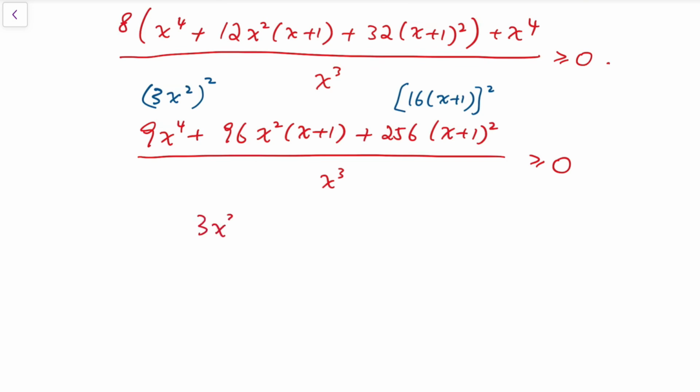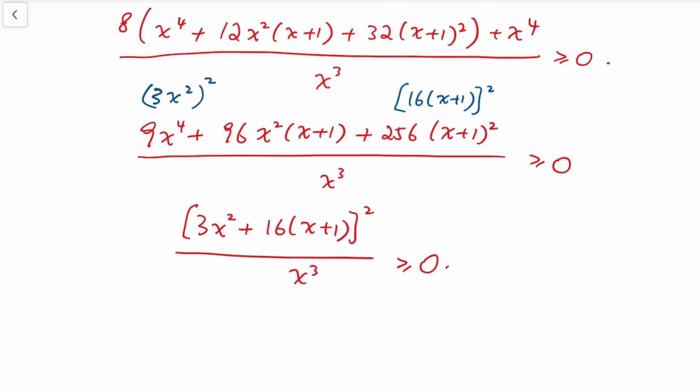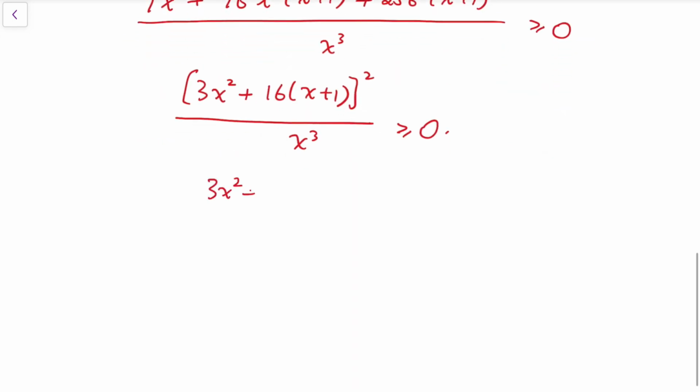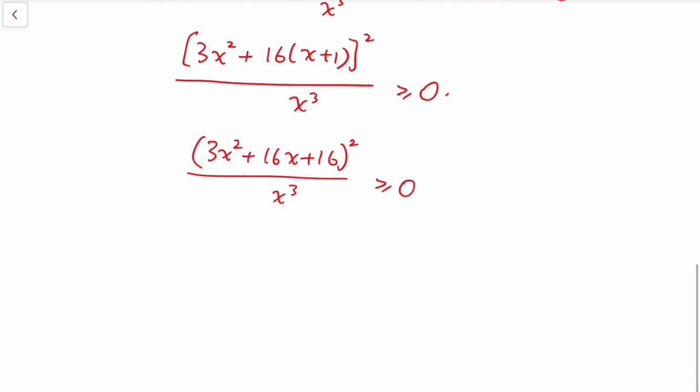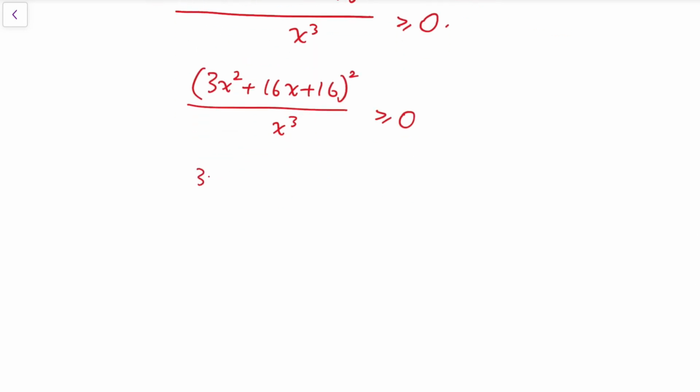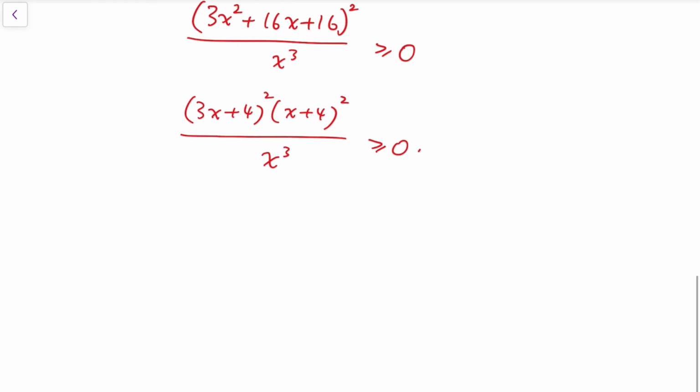So in fact, the numerator is actually a perfect square. And that is (3x squared plus 16 times (x plus 1)) squared, all divided by x cubed, is non-negative. And we can simplify and factorize the expression inside the perfect square. Since 3x squared plus 16x plus 16 is (3x plus 4) times (x plus 4), all squared, all divided by x cubed, is non-negative. Now, we've managed to simplify the inequality.